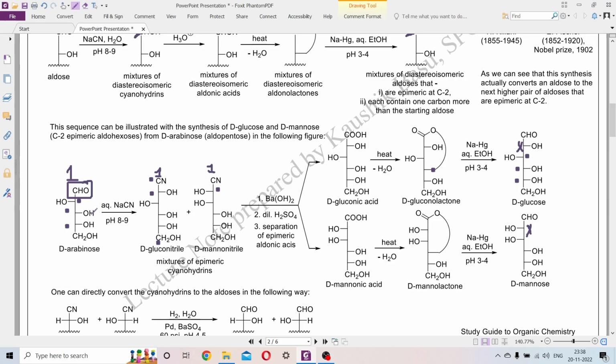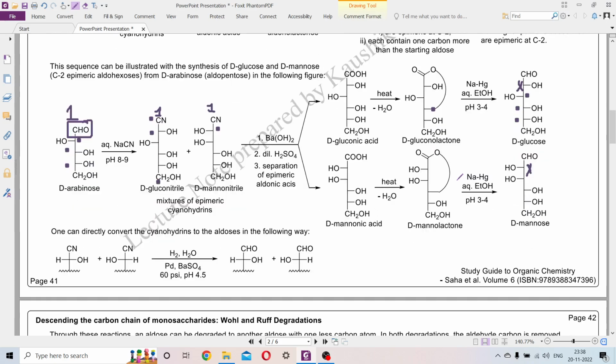but the new stereocenter that is being generated at C1 of arabinose has OH on one side, on the right side in one molecule, and OH on the left side in the other molecule. So these two are the two aldohexoses which are epimeric at the C2 position. So this is in essence the Kiliani-Fischer synthesis, and you can go for the conversion of aldotetrose to aldopentoses.